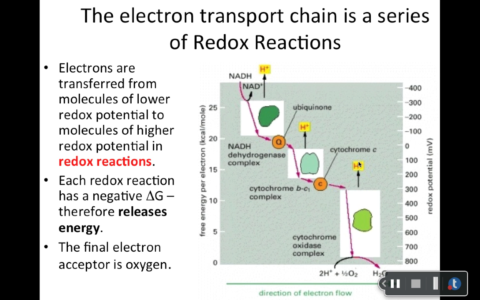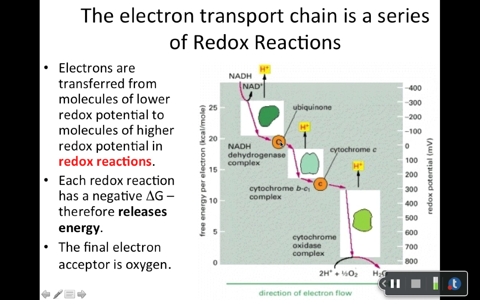On this graph, we've depicted the free energy that's released per electron on this axis, and on this axis we have the redox potential. It goes from negative to positive, so higher redox potential is on the bottom. NADH has the lowest redox potential of any of these molecules, so it gives up its electrons to the first enzyme complex in the chain. It passes those electrons off because that complex has a higher redox potential, or a higher ability to bind electrons.